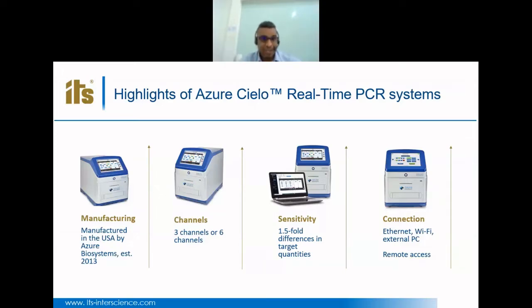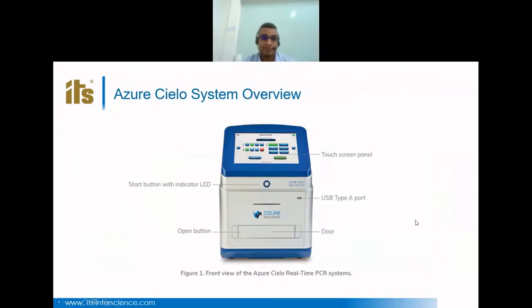So this is the Azure Cielo. Let's look at what it has to offer. The Azure Cielo is completely manufactured in the USA by Azure Biosystems. It comes in two different configurations. You can have it in either a 3-channel version or a 6-channel version. And if you're doing gene expression studies, it can detect 1.5-fold differences in gene expression. That's quite low. Connection wise, it can connect to Ethernet. You can connect it to Wi-Fi, and you can also connect it to an external PC. So you have remote access with this machine.